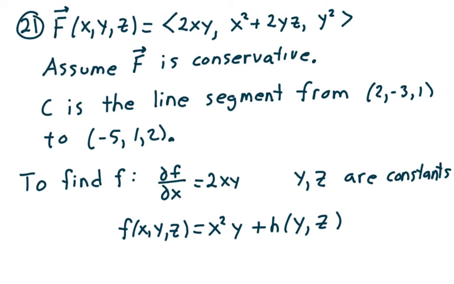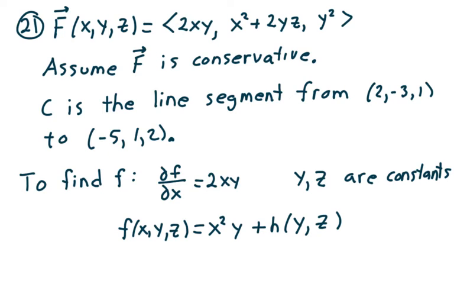On 21, suppose capital F of xyz is equal to the vector comprised of the components 2xy, x squared plus 2yz, and y squared, okay? We have to assume F is conservative. You're going to learn in a couple sections how to prove F is conservative. Right now, we have to make that assumption. Now, C is the line segment from the ordered triple 2, negative 3, 1 to negative 5, 1, 2.